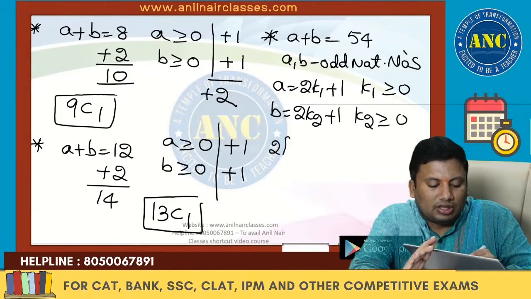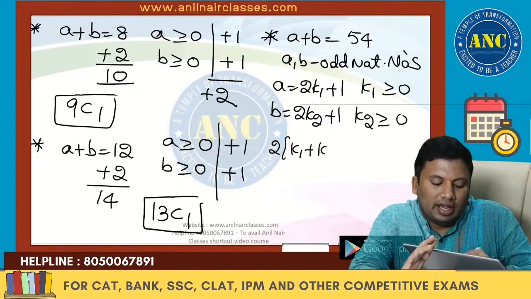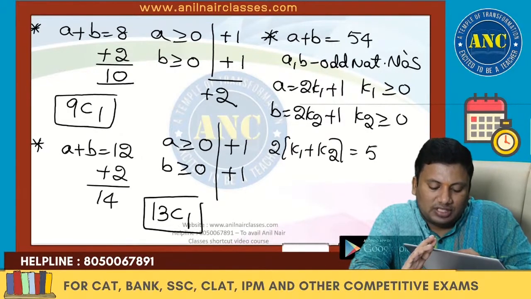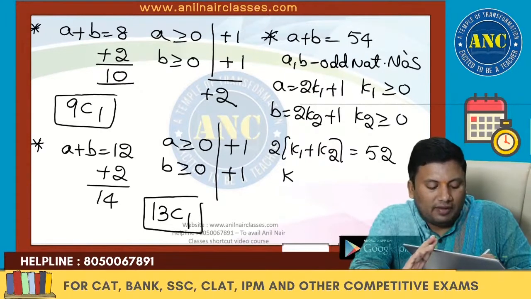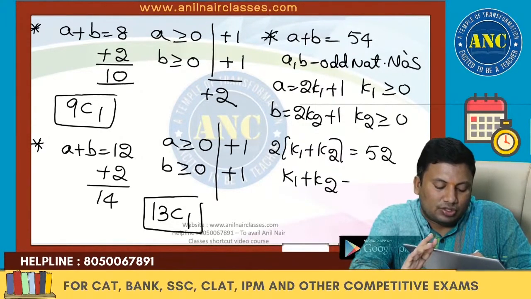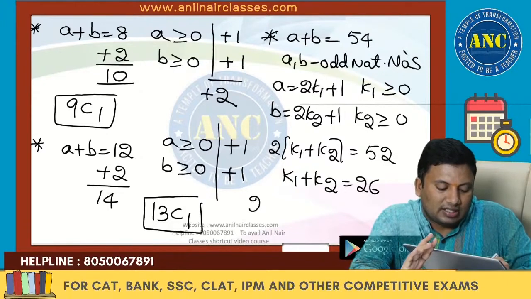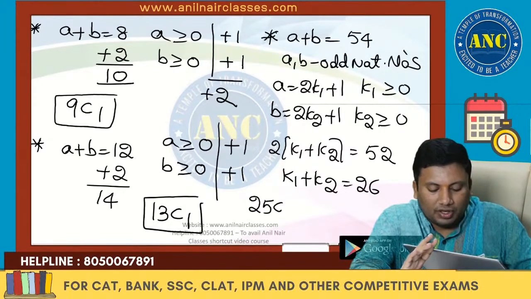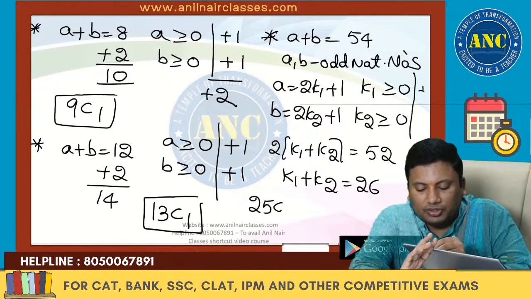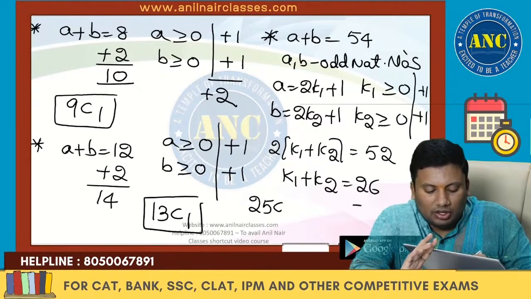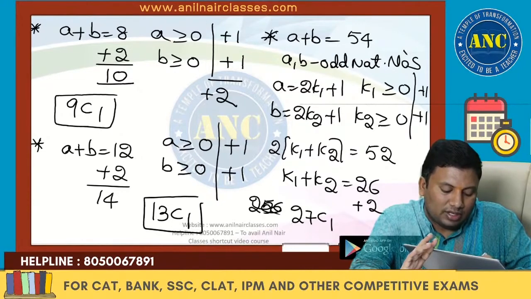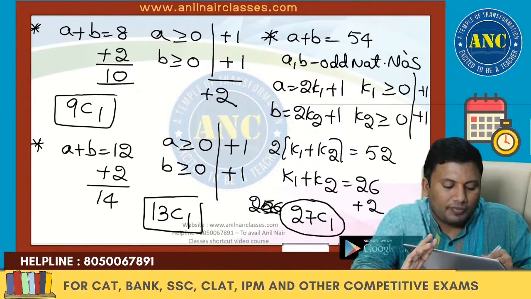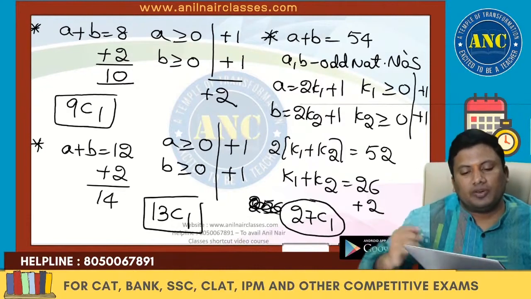So this is nothing but 2 into (k1 plus k2) plus 1 plus 1, which equals 54, so 2 into (k1 plus k2) is 52. k1 plus k2 is nothing but 26, starting from 0. Add 1: 26 plus 2, 28. The answer is nothing but 27C1.